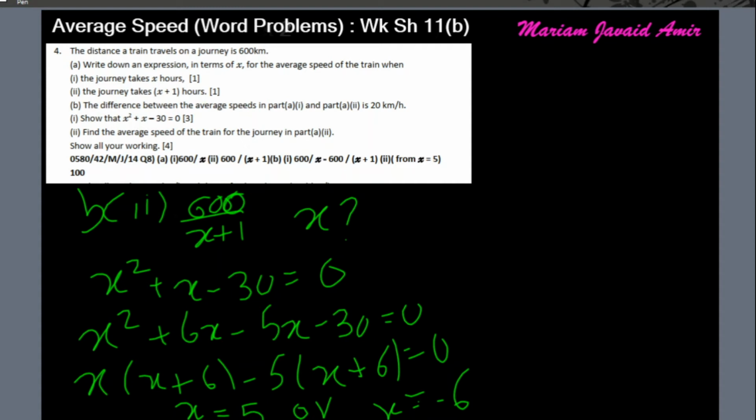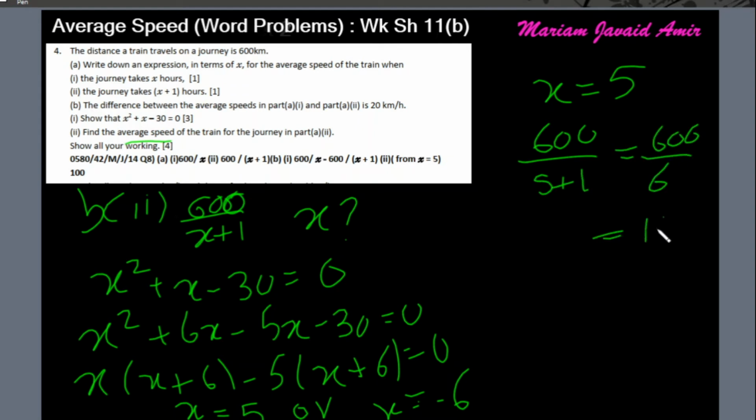Right now you can't ignore any one of the values of x. A quadratic equation always gives two answers. But for the next part, since we're finding the average speed, for speed the answer can't be negative. So now we'll discard the negative 6 and use x equals 5 only. So 600 over 5 plus 1 is 600 over 6, which gives us 100.